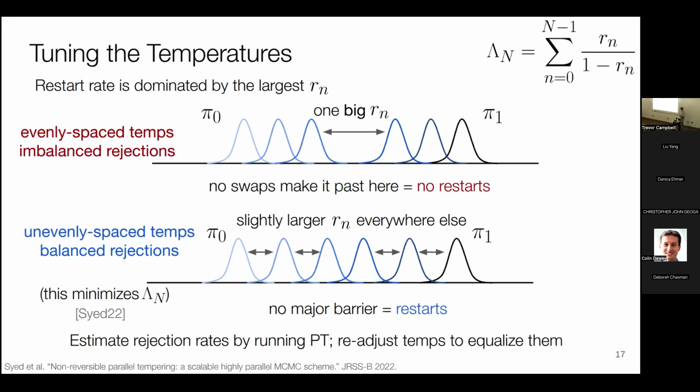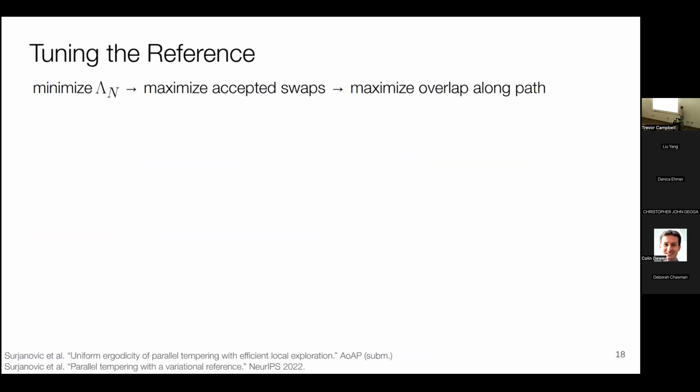So that's fairly straightforward. And I should say, this is not my work. This is Saf and Alex from a couple years ago. They're the ones that figured out how to tune the temperature. The other piece of communication is the reference distribution. So we know how to tune the temperatures. How do we tune the reference?